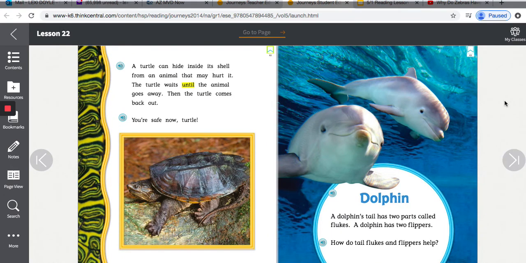A turtle can hide inside its shell from an animal that may hurt it. The turtle waits until the animal goes away. Then the turtle comes back out. You're safe now, turtle.